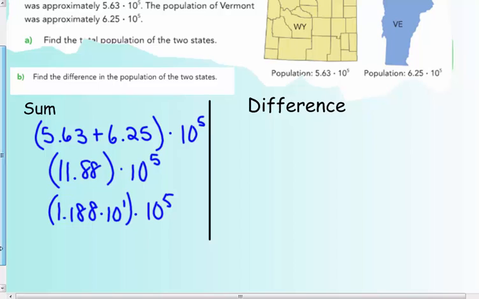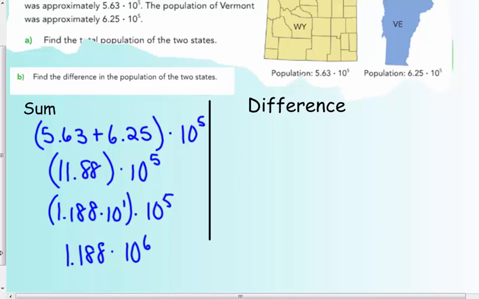So using my product of powers, I'm going to keep the base and add the exponents there. And then my answer in scientific notation form would be 1.188 times 10 to the 6th. So there's like 1 million people between those two states. Wow. Small.